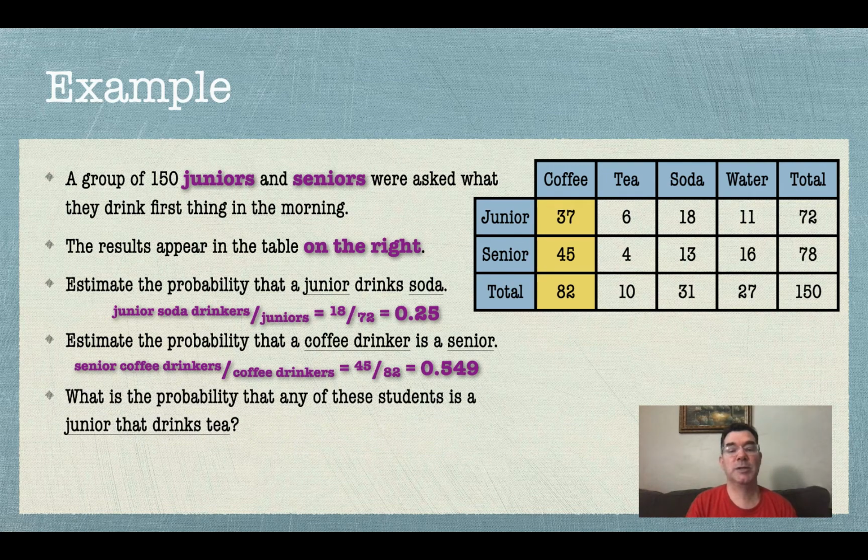And then finally, what's the probability that any student in this population of 150 is a junior that drinks tea? So now I'm focusing on the entire table, all 150 students, and I want to know how many of those 150 students are juniors that drink tea. Well, that's only one cell of the table, and that's the one that has the 6 in it. So that means the probability of any student in that group being a junior who drinks tea is going to be 6 out of 150, which is 0.04.